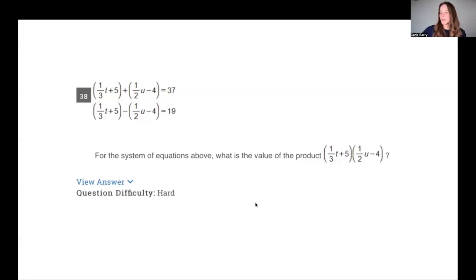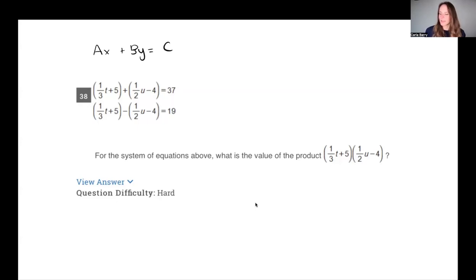Here we go. So you can see here that we have a system of equations, and they say for the system of equations above, what is the value of the product of 1/3 t plus 5 times 1/2 u minus 4? So the first thing that I want you to notice is that this is just a system of equations in standard form. So think of ax plus by equals c.